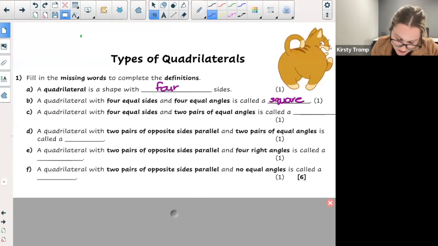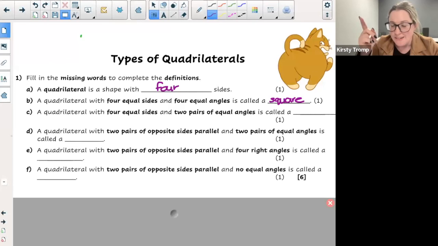Lungawa, a quadrilateral with 4 equal sides and 2 pairs of equal angles is called a what? A parallelogram. Okay, let's just double check. In a parallelogram, is there 4 equal sides? Which shape has 4 equal sides? There should be 2 on your page that we did. Can you see them? It's the square. Okay, a square is one, good, but it's the other one.